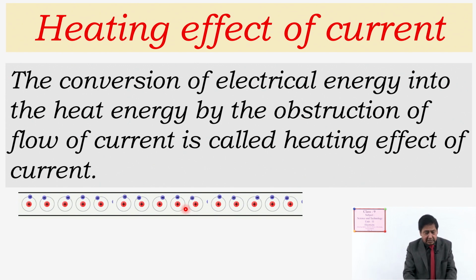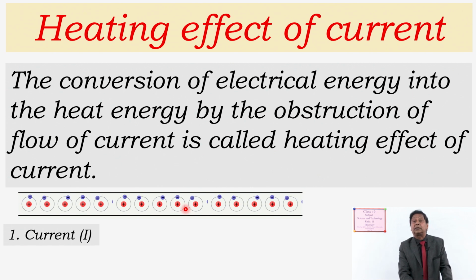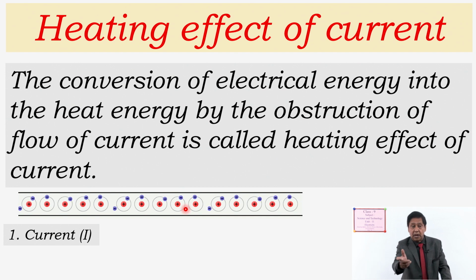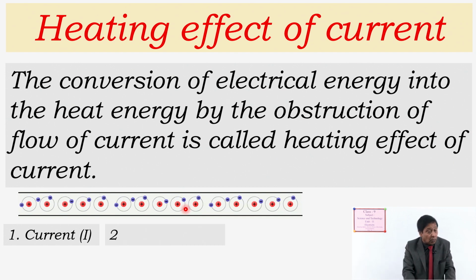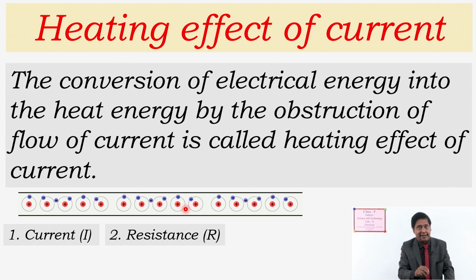But the amount of heat energy produced in the conductor depends upon current. The more the current, the more the heat energy. Instead of 1 ampere, if 2 ampere current is passed, then the amount of heat energy produced will be more. And it depends upon the resistance of the conductor. If the resistance is more, then the heat energy produced will also be more.